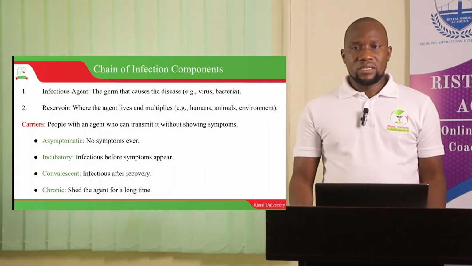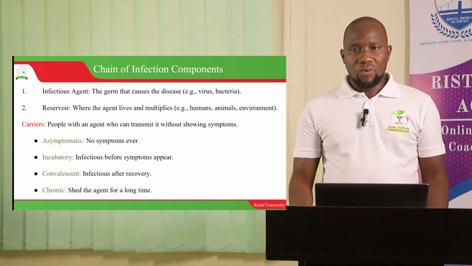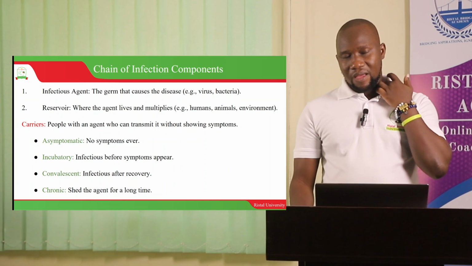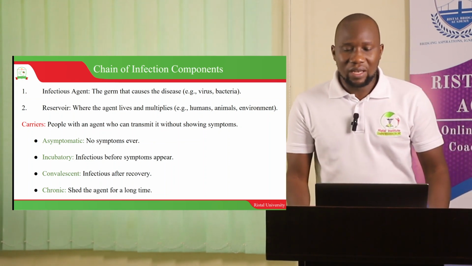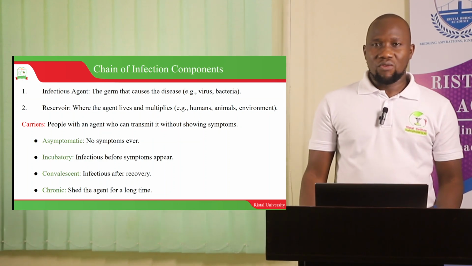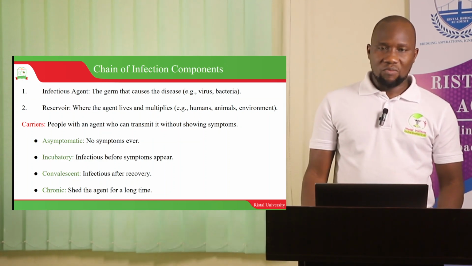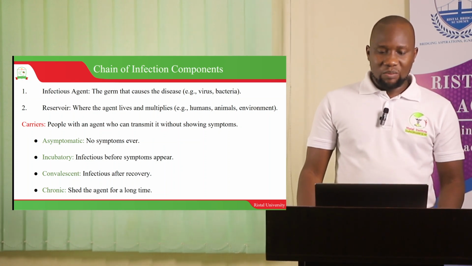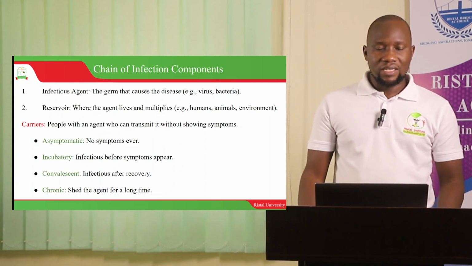Okay, and then it is very important to note that in humans, or even in animals, you have what we call carriers. An individual who has an infectious agent and can transmit it, but they themselves are not having the manifestation of the disease caused by this infectious agent. So they are not showing any signs and symptoms. They can be asymptomatic, yet they are carriers of this infectious disease.